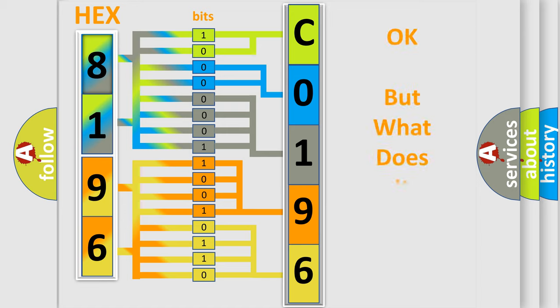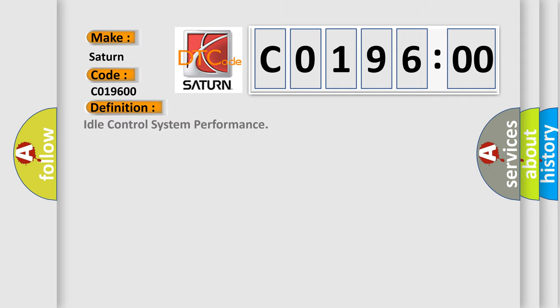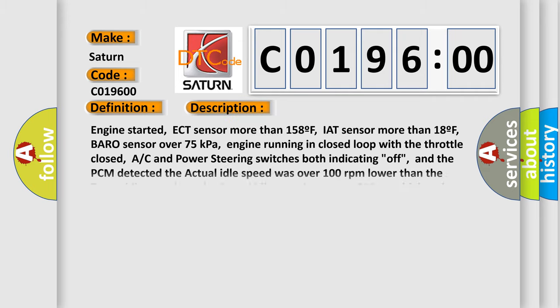The number itself does not make sense to us if we cannot assign information to what it actually expresses. So, what does the diagnostic trouble code C019600 specifically interpret for Saturn car manufacturers? The basic definition is idle control system performance. And now this is a short description of this DTC code.